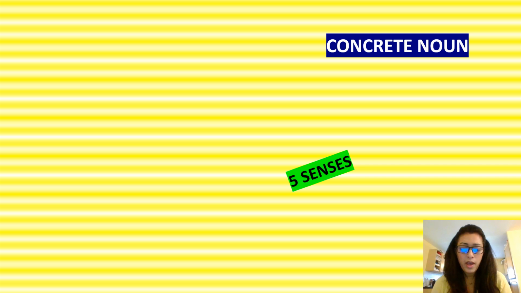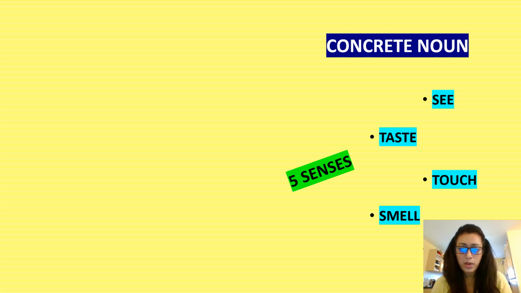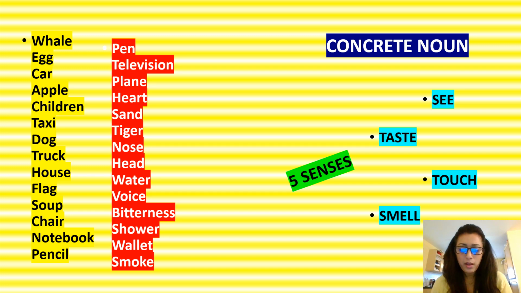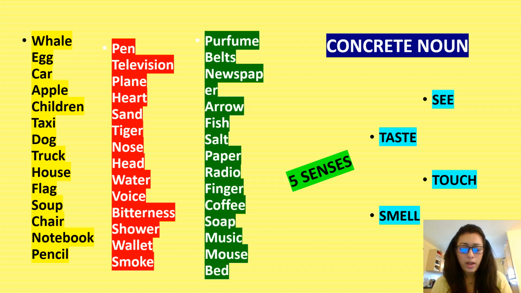Now let's see concrete nouns. Concrete nouns can be perceived by at least one of our five senses. What are the five senses? See, taste, touch, smell, and hear. Now take a look at a couple of examples of concrete nouns.